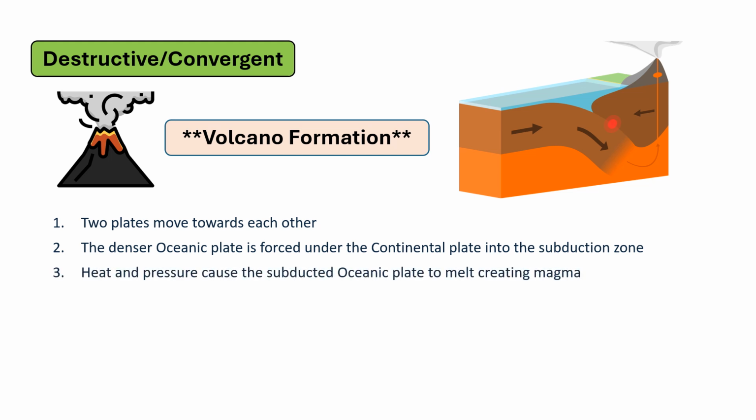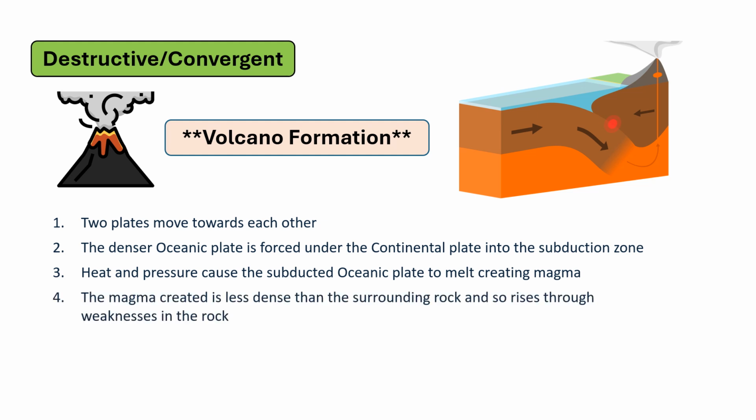In that subduction zone, heat and pressure causes that plate that's been subducted to melt, and this melted plate turns into magma. Because that magma is less dense, so essentially it's lighter than the surrounding rock, it rises up through the weaknesses in that plate, in the rock, and eventually erupts and cools on the surface, creating a volcano. That's how we get a volcano formed at a destructive convergent plate boundary.